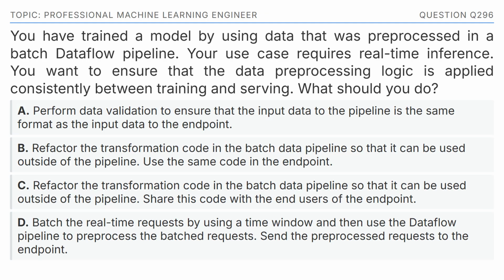Option B, refactor the transformation code in the batch data pipeline so that it can be used outside of the pipeline. Use the same code in the endpoint. Option C, refactor the transformation code in the batch data pipeline so that it can be used outside of the pipeline. Share this code with the end users of the endpoint. Option D, batch the real-time requests by using a time window and then use the Dataflow pipeline to pre-process the batched requests. Send the pre-processed requests to the endpoint.